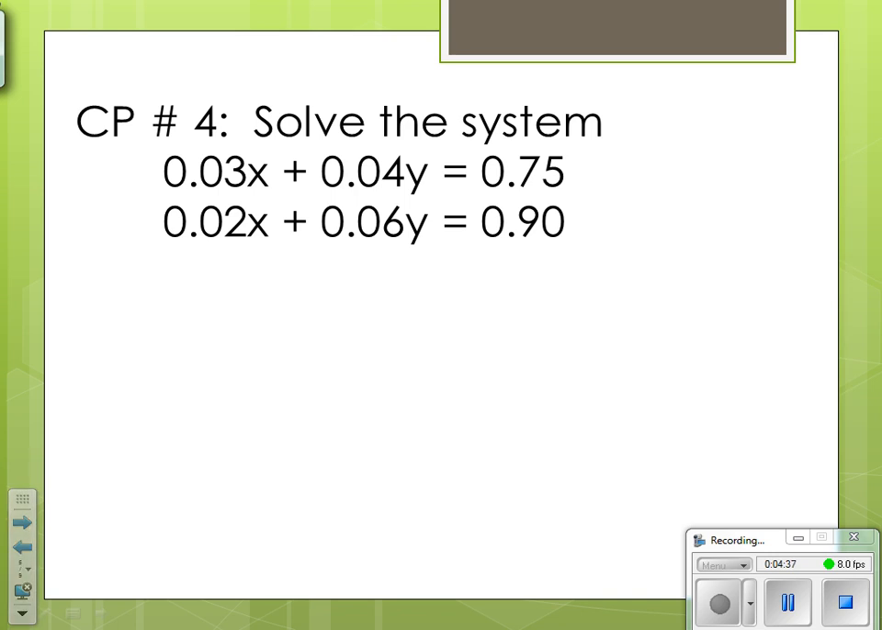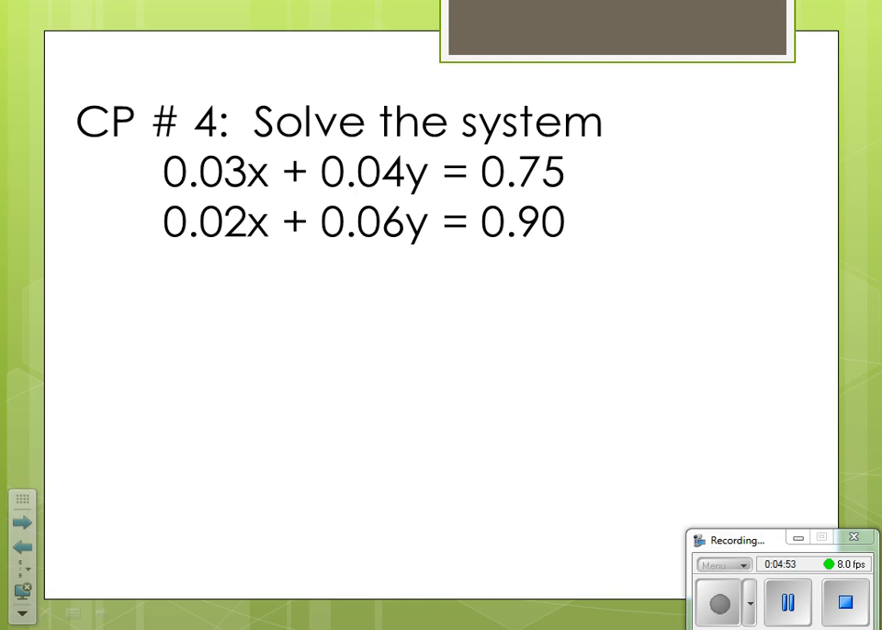Checkpoint number 4 takes us into a system that involves decimals. There are two ways that you can go about solving this. I can go ahead and make opposites like I did with the other ones. You don't have to run from decimals necessarily, but you do have another option.